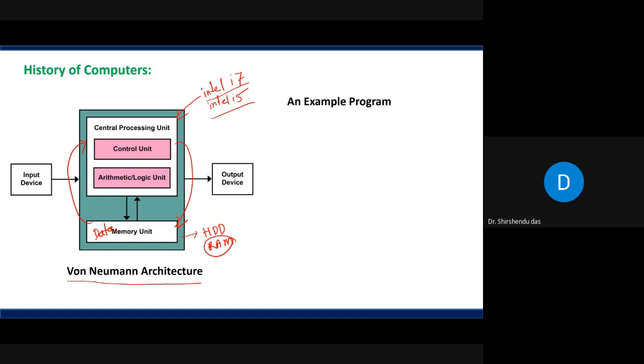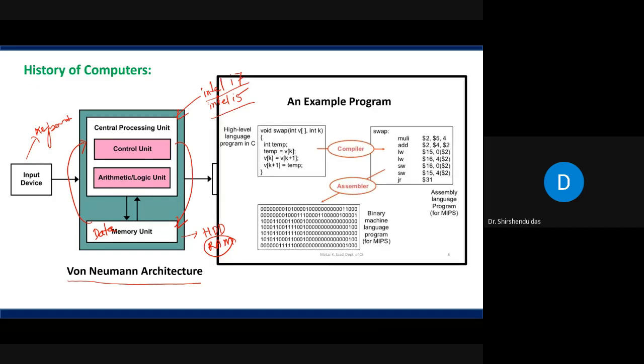So, what are some examples of input devices? Input device, we can consider keyboard as the input device, right? Keyboard is the input device. Output device, monitor is the output device. Okay. So now, how do we use a computer? This is how we use a computer.